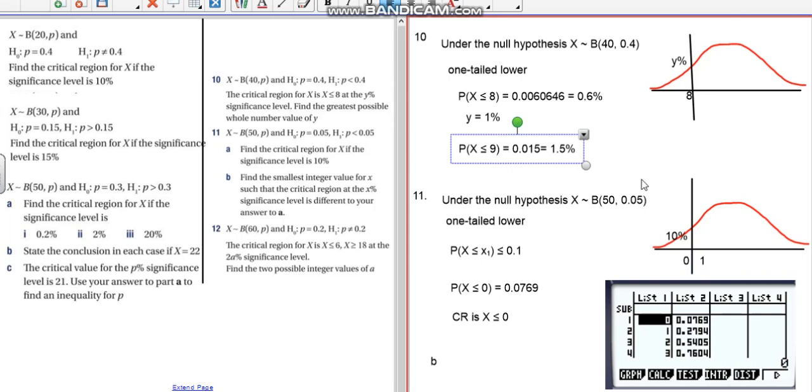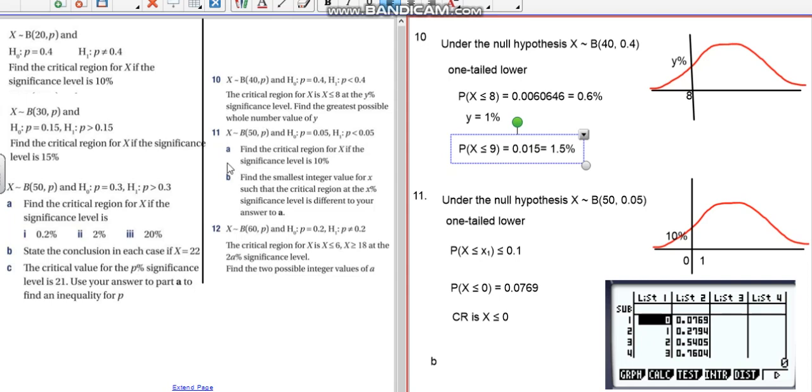Okay, and just as a double check, I've looked at the probability that x is less than or equal to 9, which would be the one in the acceptance region, and that's 1.5%. So 1% is the greatest significance whole number that this could be if 8 was the critical value.